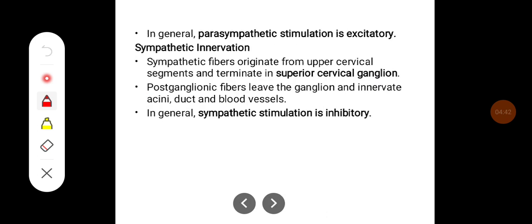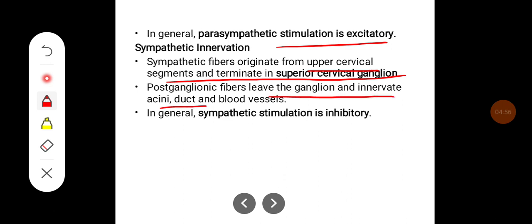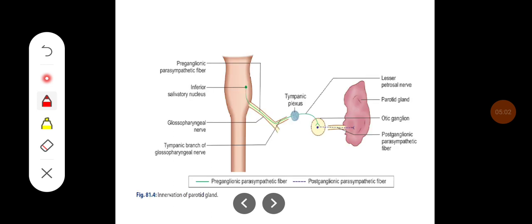In general, parasympathetic stimulation is excitatory. Sympathetic fibers originate from the upper cervical segments and terminate in the superior cervical ganglion. Postganglionic fibers leave the ganglion and innervate acini, ducts and blood vessels. In general, sympathetic stimulation is inhibitory.